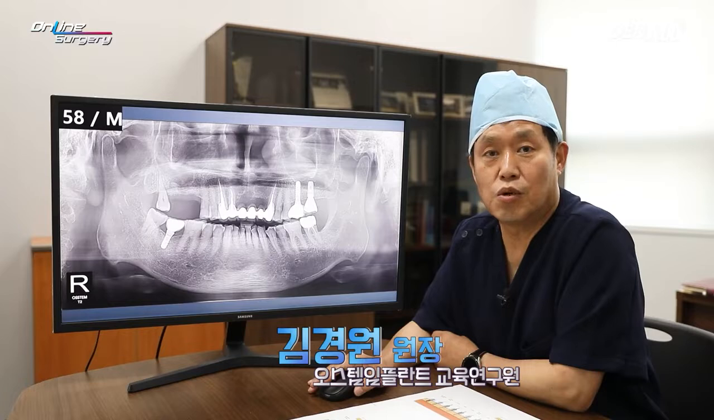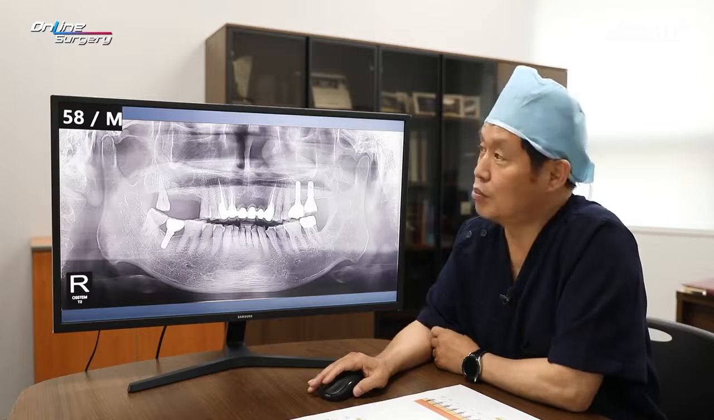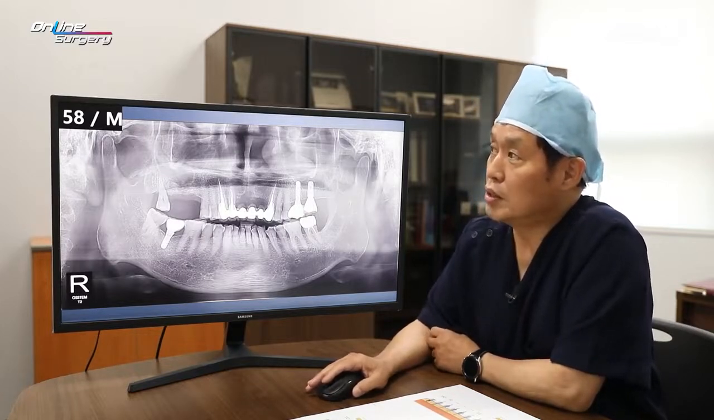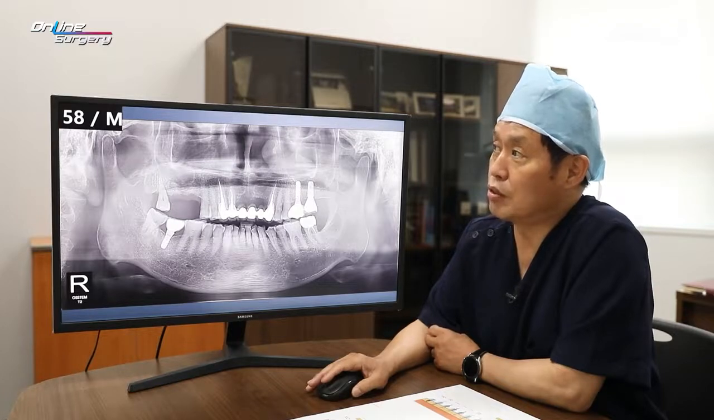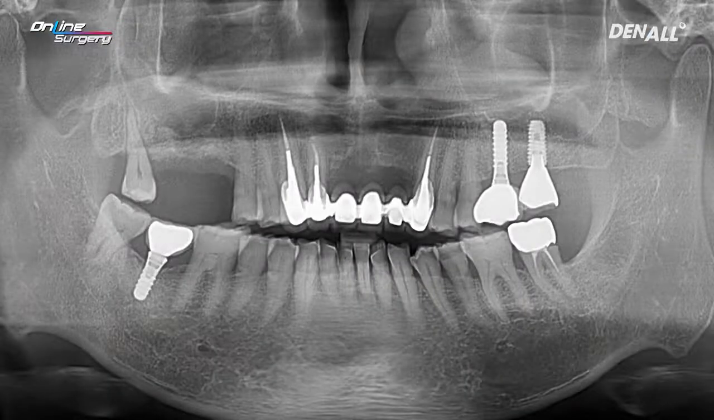Today, let's look at a surgery using OneCAS. First, let's take a look at the patient. 58-year-old male patient. The patient does not have any special systemic disease. The patient does have a little bit of high blood pressure, however, there are no other symptoms.